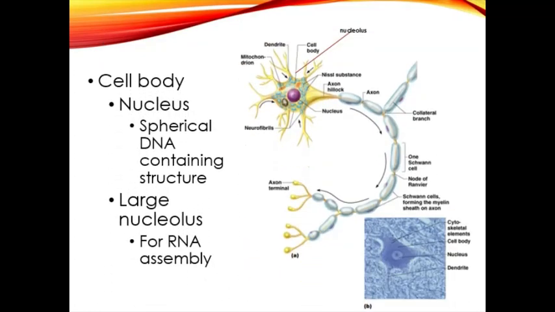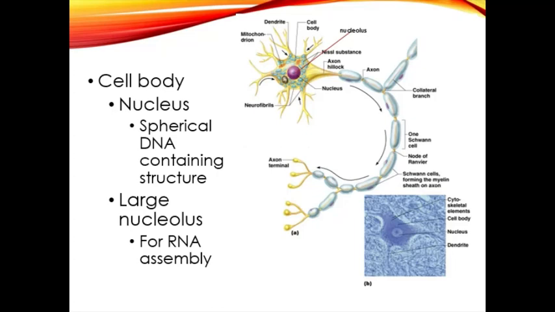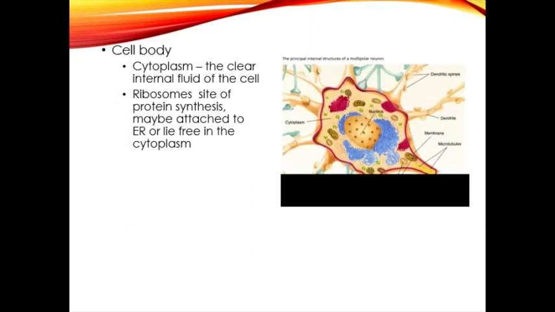So, in the cell body itself, ito yung nagko-contain sa DNA or deoxyribonucleic acid, no? So, ito yung nagkakarga ng genes ninyo, no? Ayan. Let's proceed. The cell body has the cytoplasm. So, makikita nyo dito, ito yung cytoplasm. Dito lumulutang yung mga parts, no? It is the clear internal fluid of a cell. So, ayan. Ribosome, site of protein synthesis.